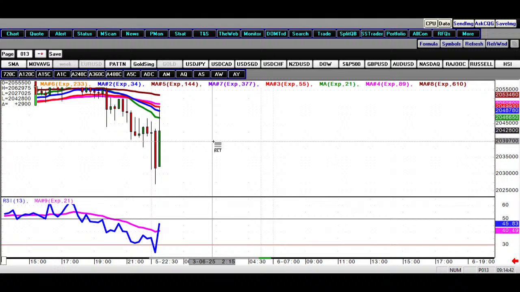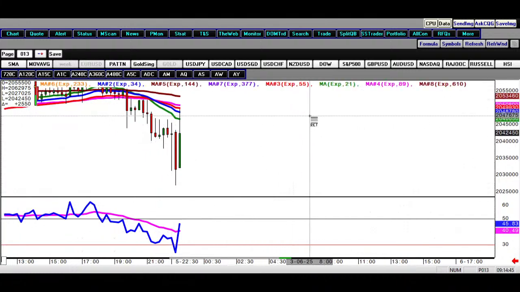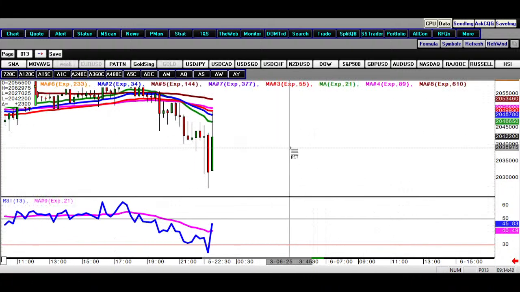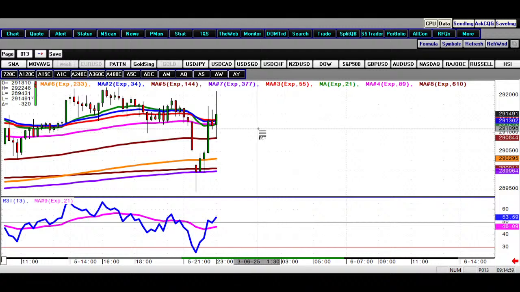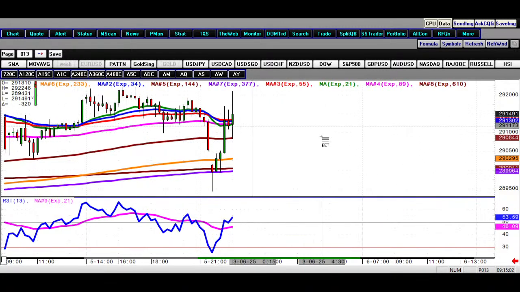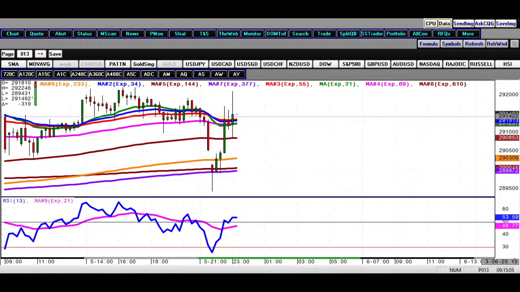Okay, the gold, this is the problem again, this is not updating. Now I think we are back to 17, and as I told you, this strength can last for another 2 hours, if the strength were to last.